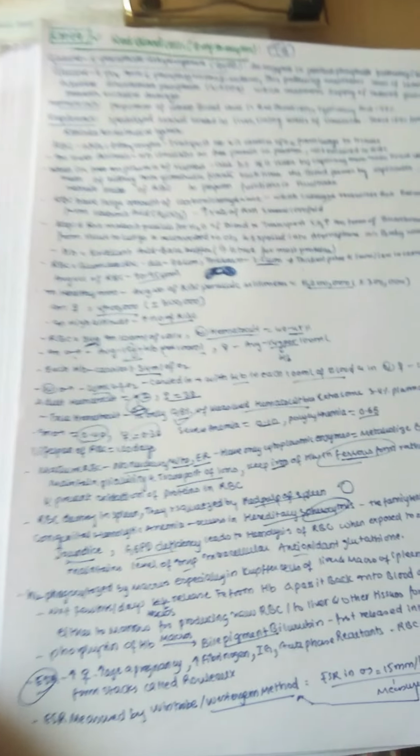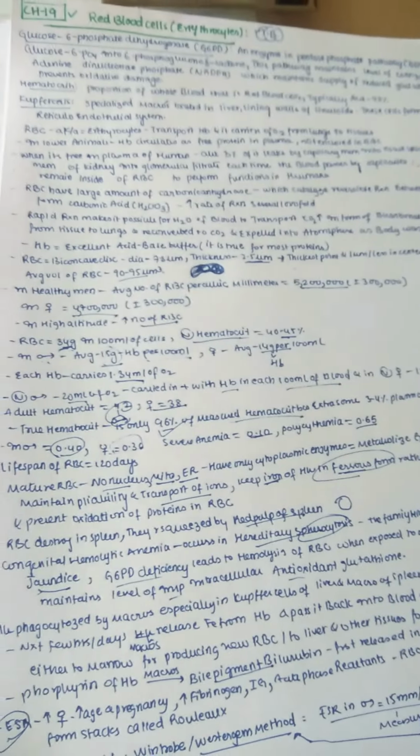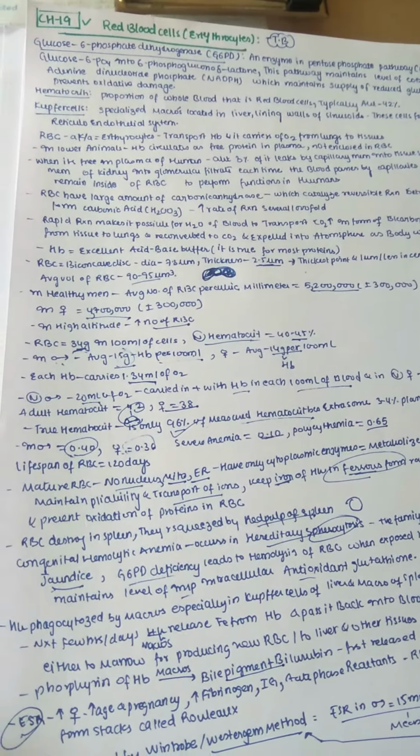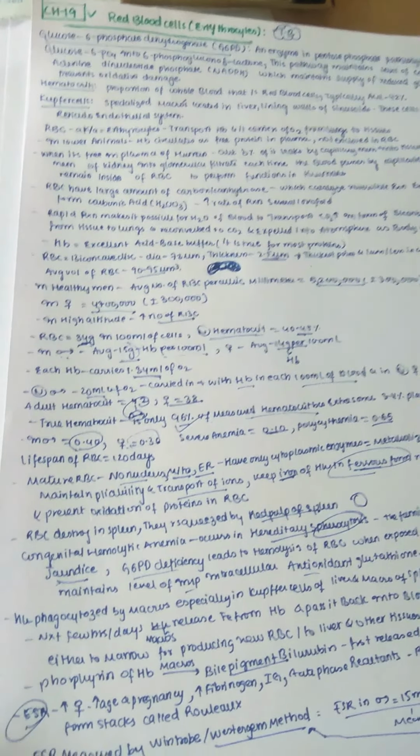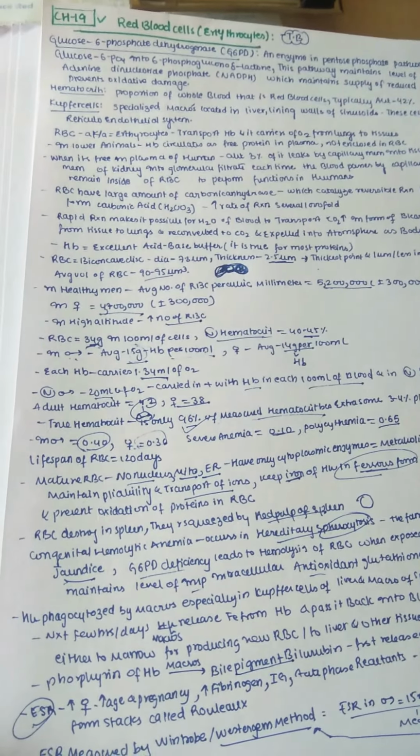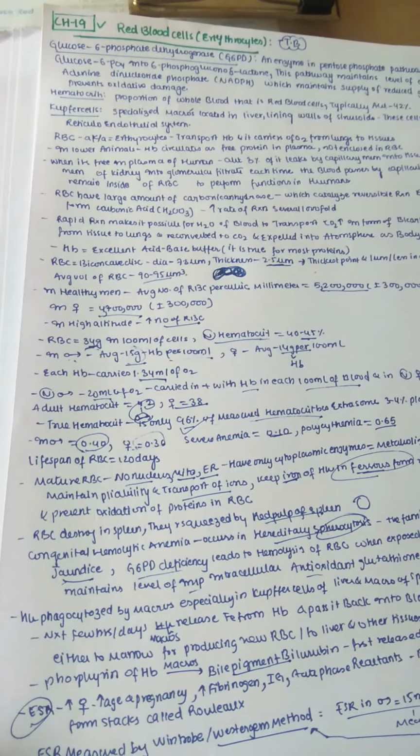So this is all a complete quick review on red blood cells, erythrocytes. It's chapter 19 from Guyton. So this is all about our red blood cells, blood physiology.